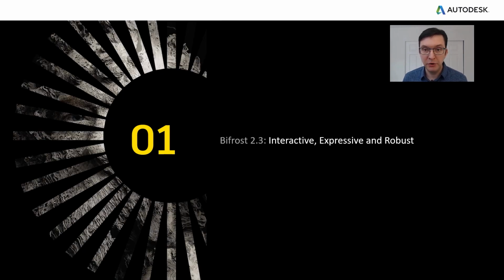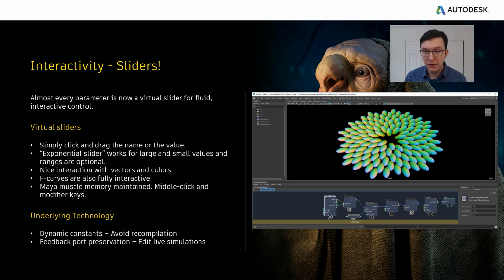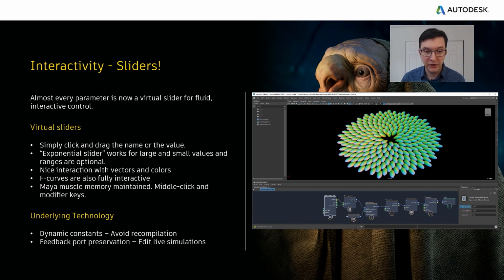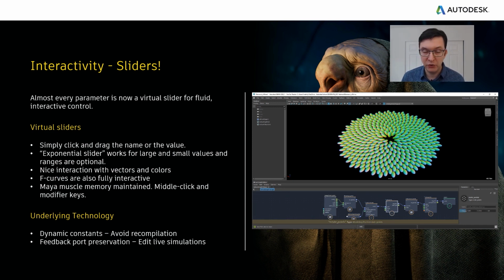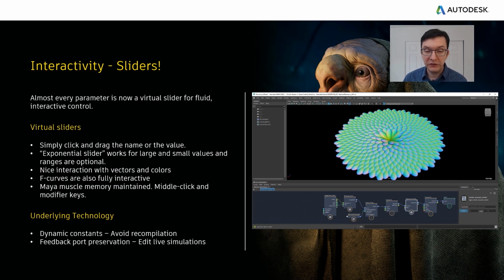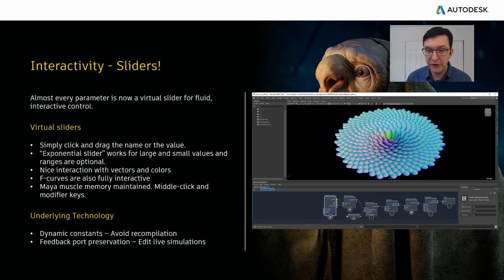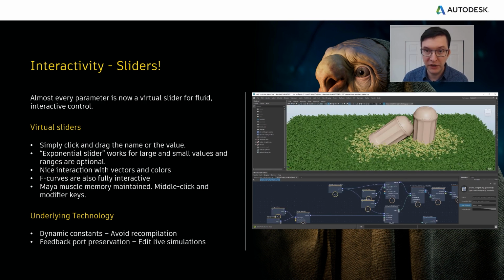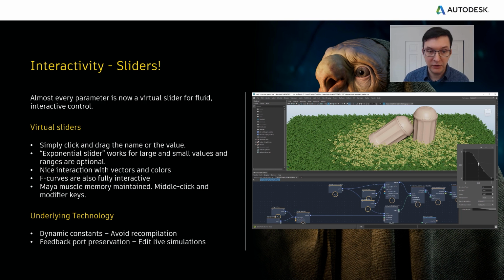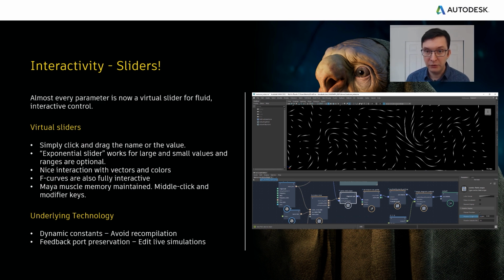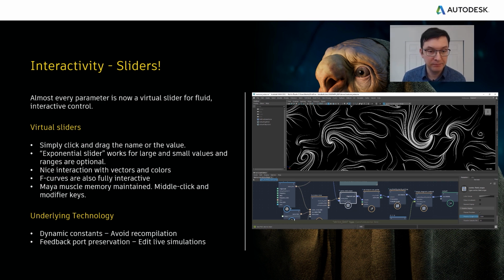So first, Bifrost 2.3, and how the new features make Bifrost more interactive, expressive, and robust. So first, interactivity. Almost every parameter is now a virtual slider for fluid interactive control. So you can just click on the name of any port and drag to change the value. This is an exponential slider, meaning it works on both small values, like the width of a strand, or very large values, like a temperature. It'll adjust it the right amount. Got nice interaction with vectors and colors. So sliding a vector is the same thing as scaling that vector.